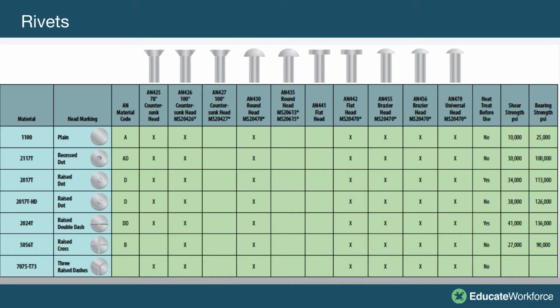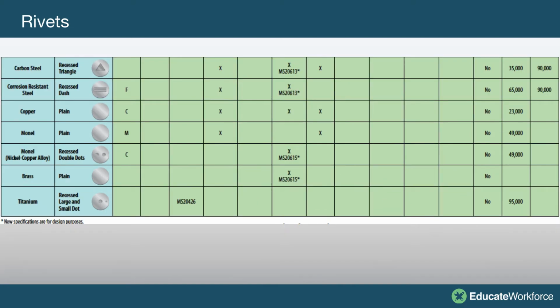Here you'll see a rivet chart, and you'll look at the material. It'll tell you what the material is made of: 1100, 2117T, 2017T. It tells you the markings you would look for on the head, gives us an AN code, and then gives you an overall look at the shear strength, the bearing strength, things of this nature. And here's another chart with some more rivet heads. It tells you again the markings you're going to see on the head, and exactly what the rivet's going to be used for, the strength, and things of this nature.